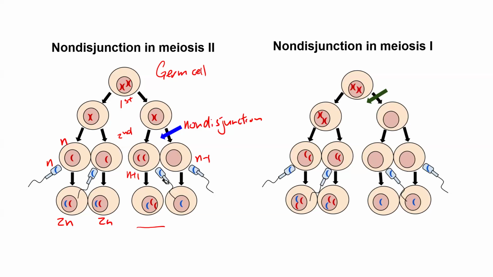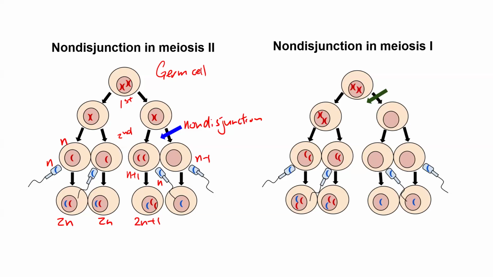How many is carried by the sperm? One set, right? N, right? So the egg is N plus 1. If you put them together, how much? 2N plus 1. Okay. What does 2N plus 1 mean? 2N plus 1 means 2 full sets plus an additional one. Okay? Plus an additional one.